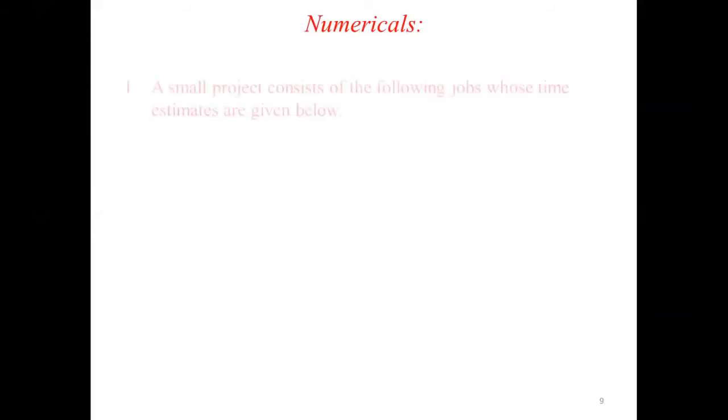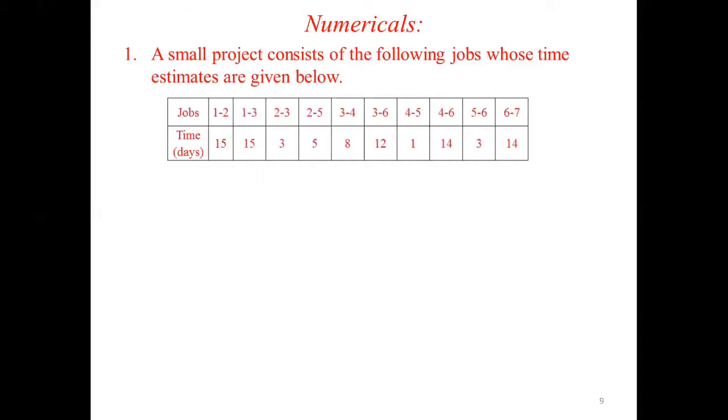Let us go for the first problem. A small project consists of the following jobs whose time estimates are given below. There are 7 jobs and the activities between job 1 and 2, 1 and 3, 2 and 3, 2 and 5 and so on. And the time is given: for activity 1, 2, it will take 15 days. Similarly for 1, 3, 15 days and so on.